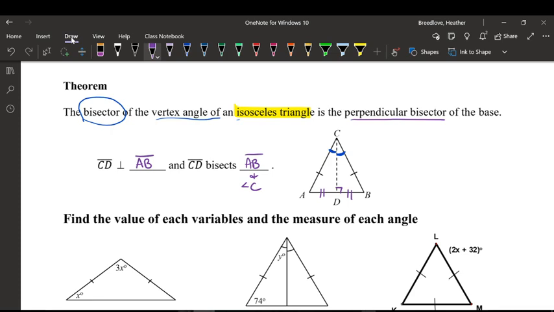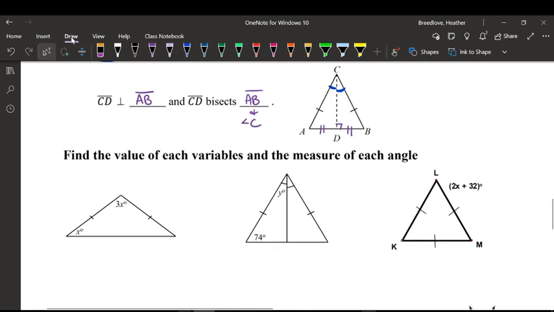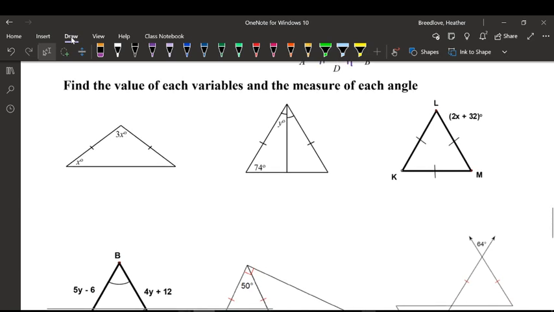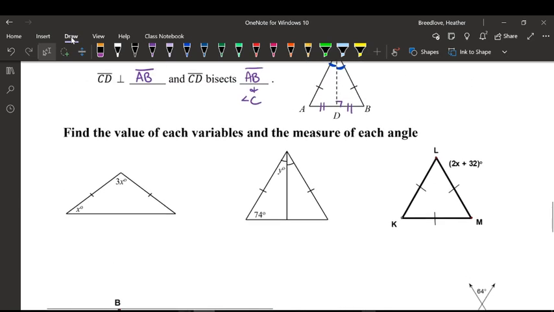All right, so find the value of each variable and the measure of each angle. That is quite a lot of examples. We're not going to do all of these. Okay. So here we have an isosceles triangle. You can see that because this side is the same as this side.